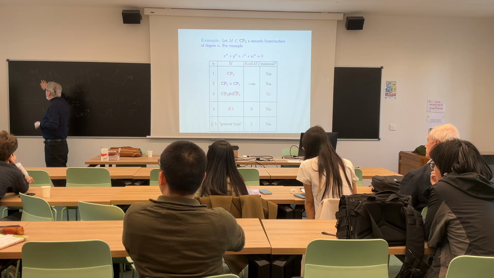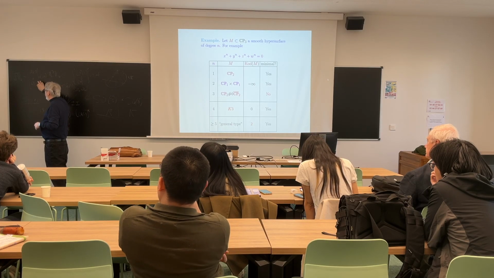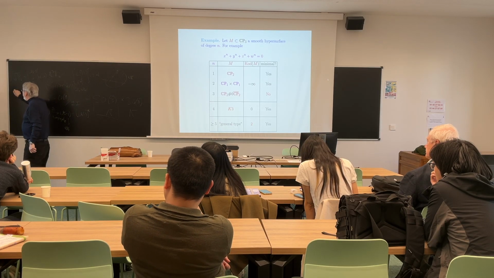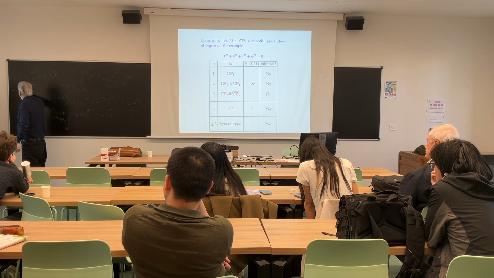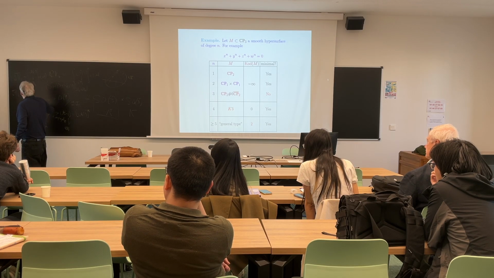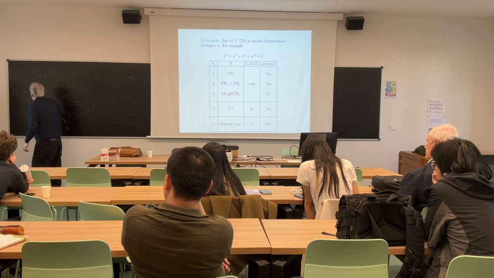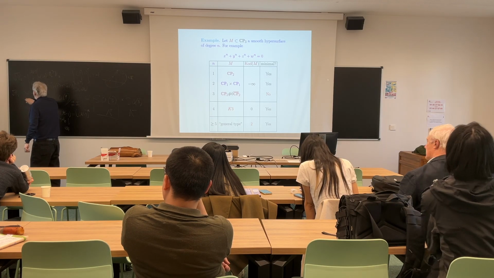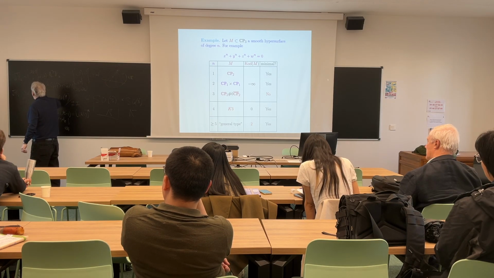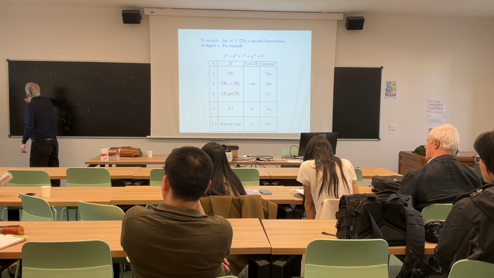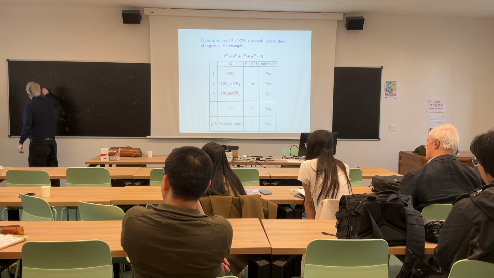Now, in particular, if you were to take CP2 bar minus a ball, then you could think of this as the unit disk bundle. Let's just say it's contained in the total space of O minus 1 fibered over CP1.